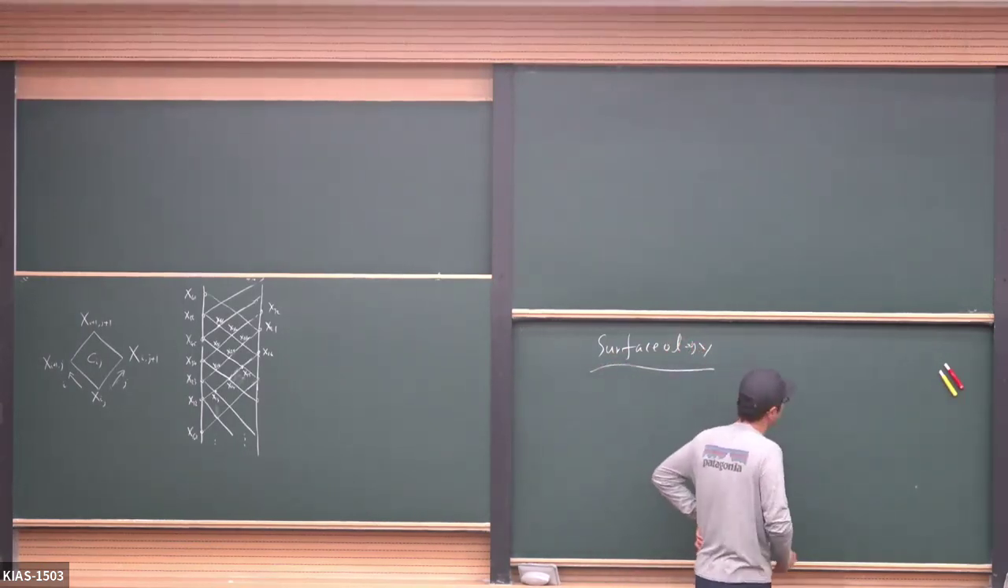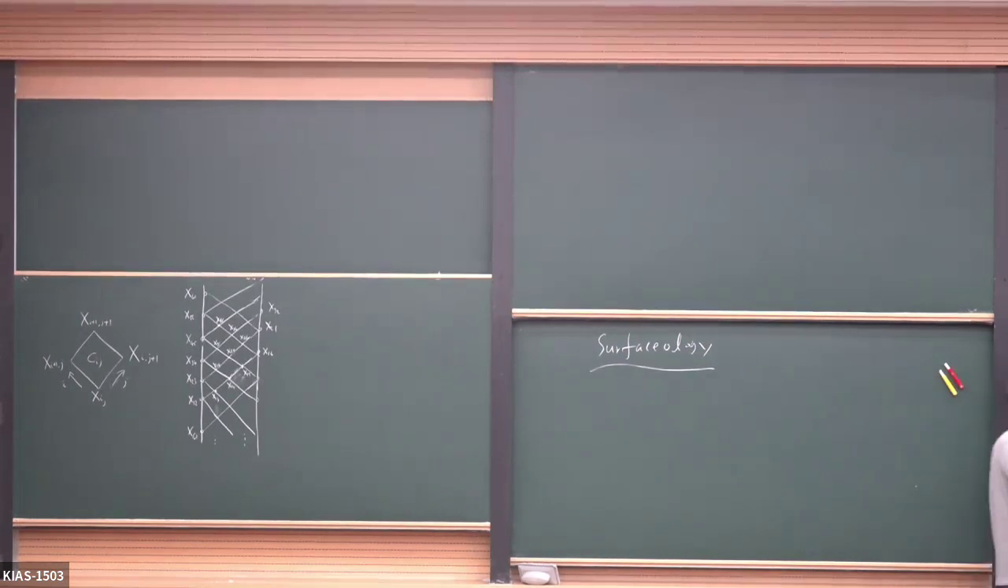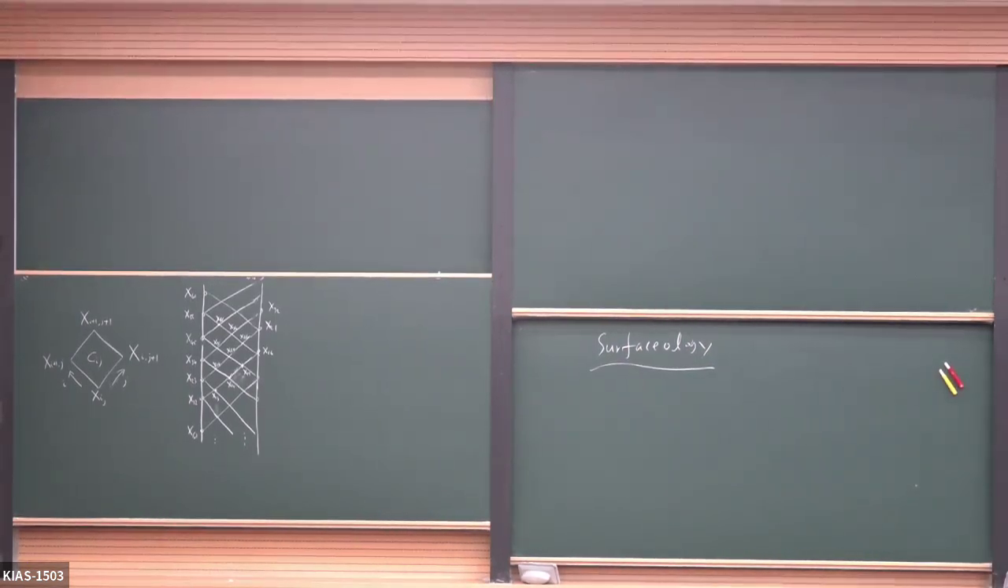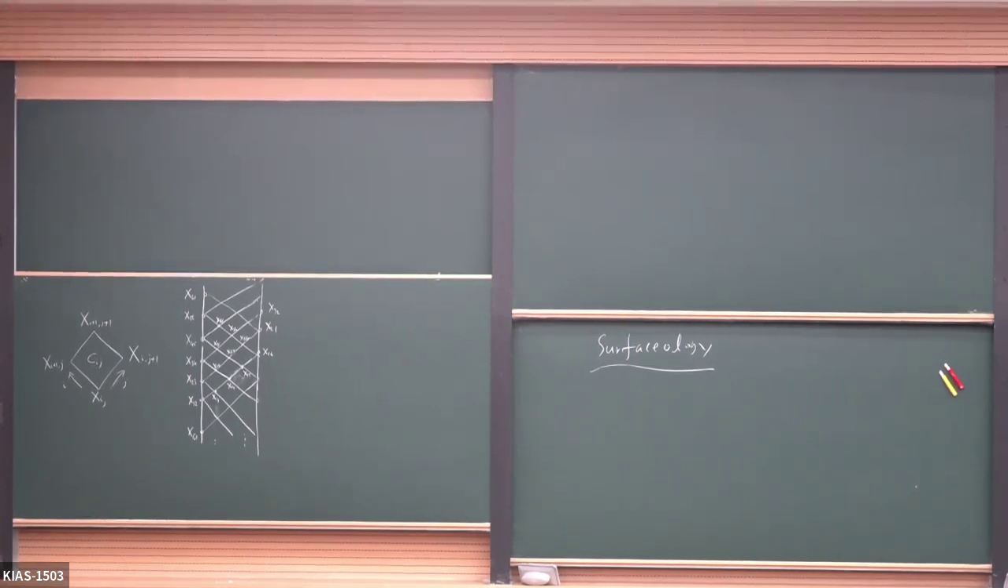As the name suggests, it is about surfaces, but really it's about curves on surfaces. So you want to consider all possible curves on surfaces and write down some kind of integral over all these curves, which will give you scattering amplitudes. Okay? And let me give you some references.